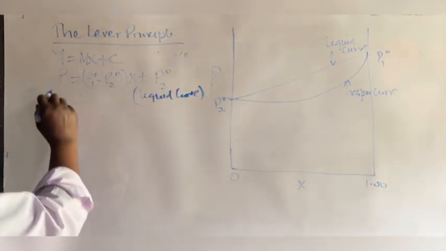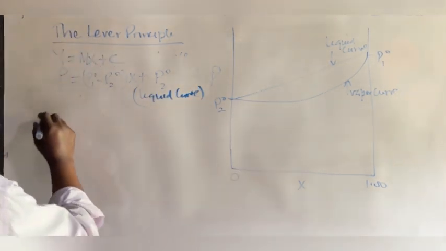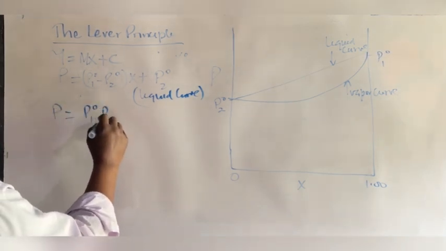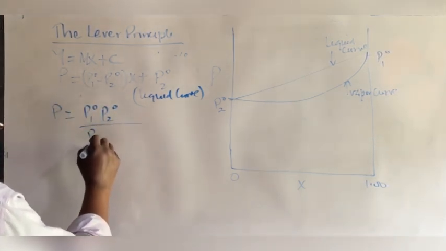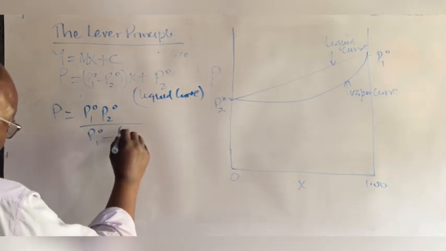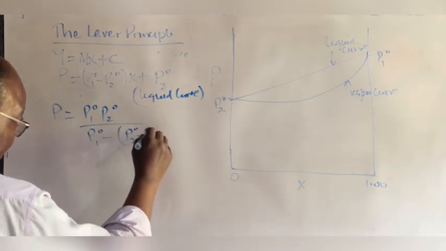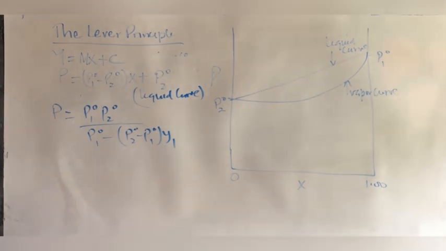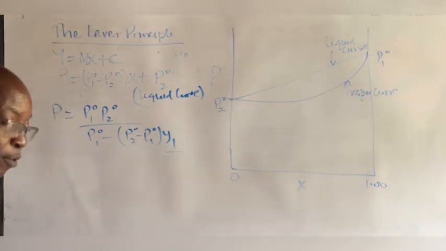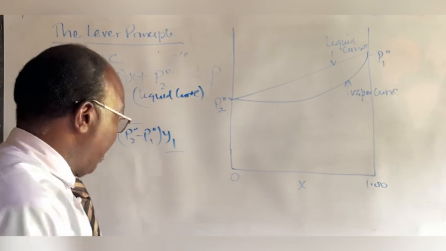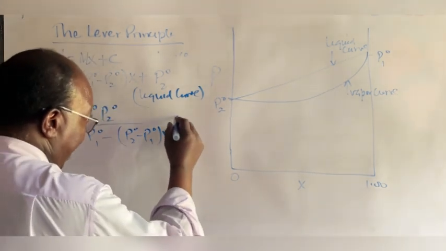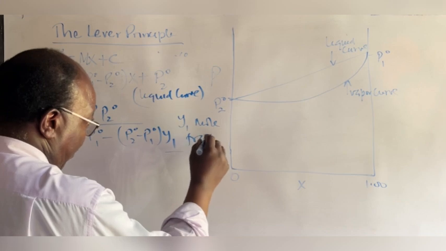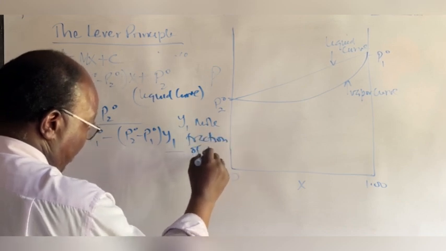You can try one for the vapor curve. The one for the vapor curve will be P equals P1 naught P2 naught over P1 naught minus P2 naught minus P1 naught Y1. Now, what is Y1? Y1 is the mole fraction of component 1 in the vapor.